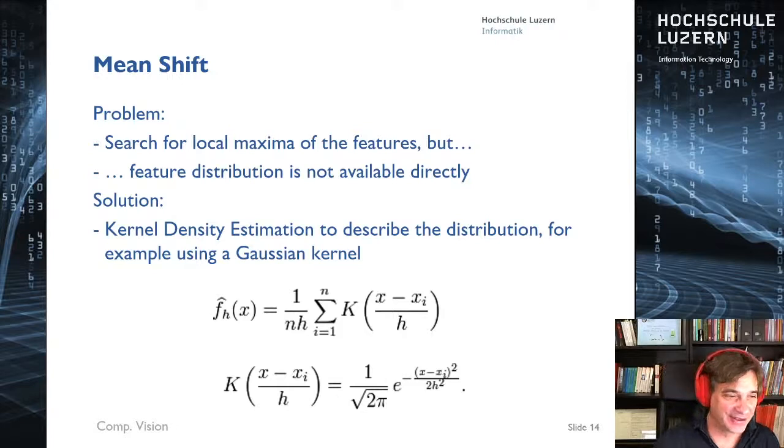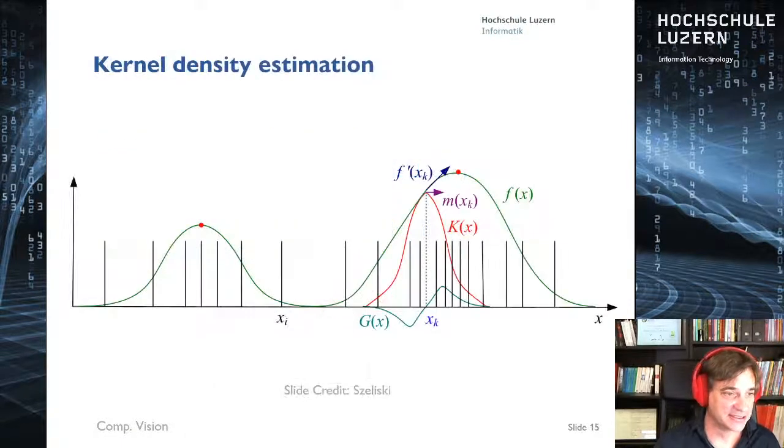What it means is you approximate a function by replacing each sample point with a so-called kernel function. As a kernel function, you could, for example, take this here. And what is this? This is a Gaussian function, a Gaussian kernel. So you have replaced your samples with a sum of Gaussian values.